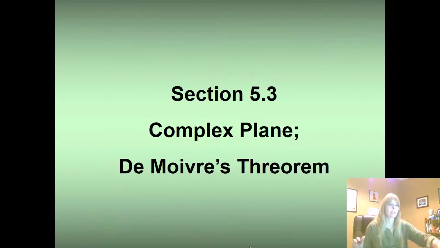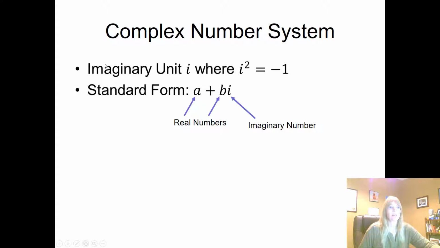Let's look at the complex plane and de Moivre's. He's French, so you've got to say Moivre's theorem. So we have this imaginary unit, so hopefully you kind of sort of remember the imaginary system, where i squared equals -1. Or if you remember when you took the square root of a negative number, it was i. You might remember it that way.